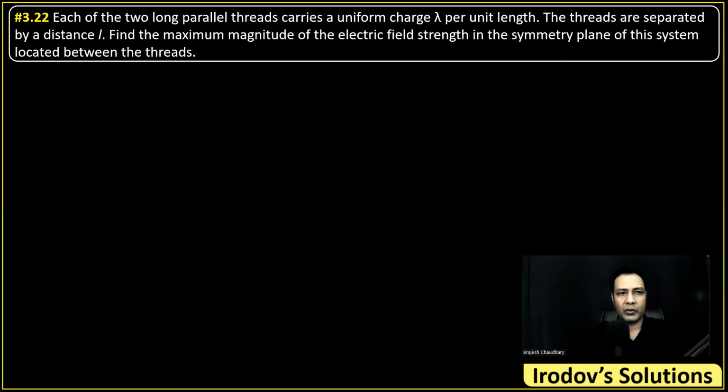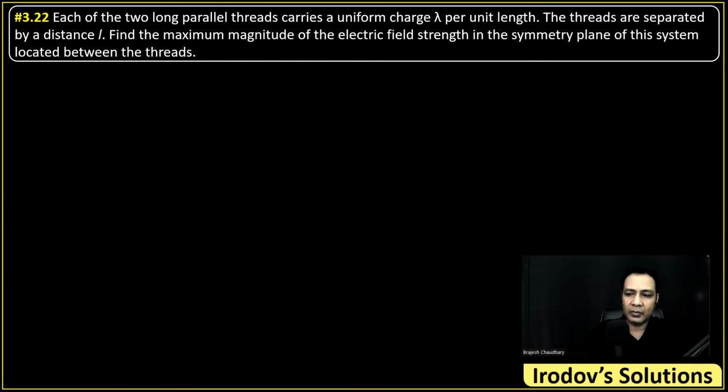Let's see question number 3.22 of Irodov. The question states: each of the two long parallel threads carries a uniform charge lambda per unit length. The threads are separated by a distance L. Find the maximum magnitude of the electric field strength in the symmetry plane of the system located between the threads.